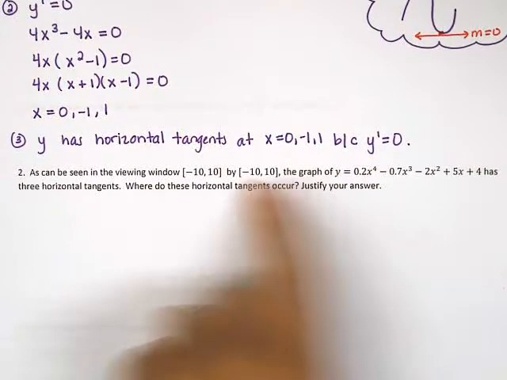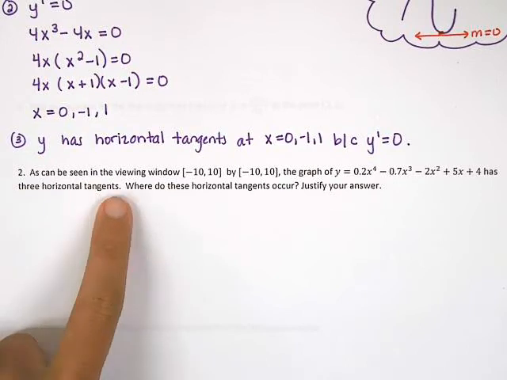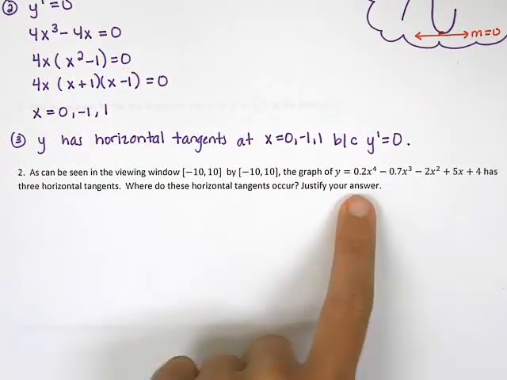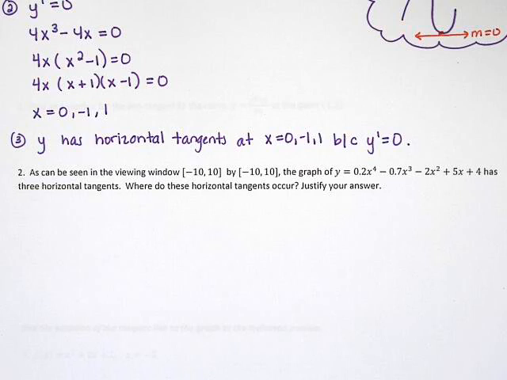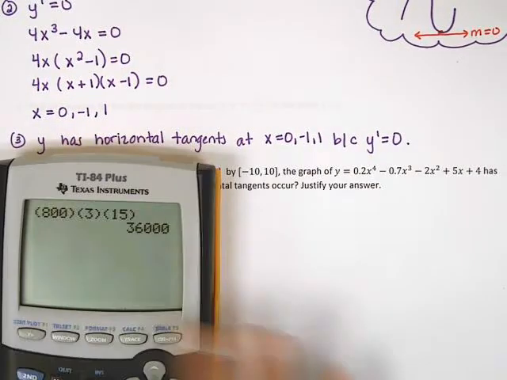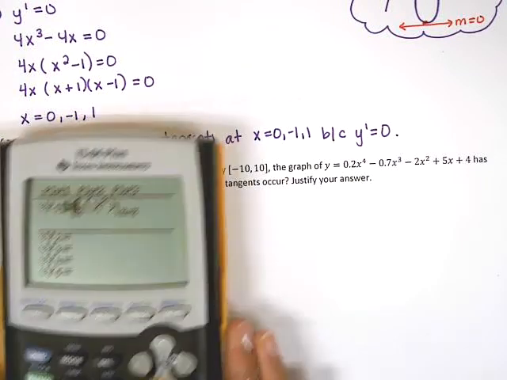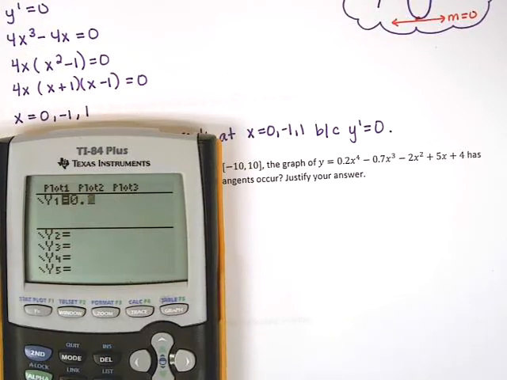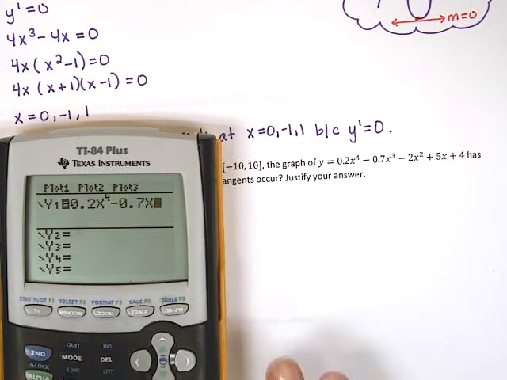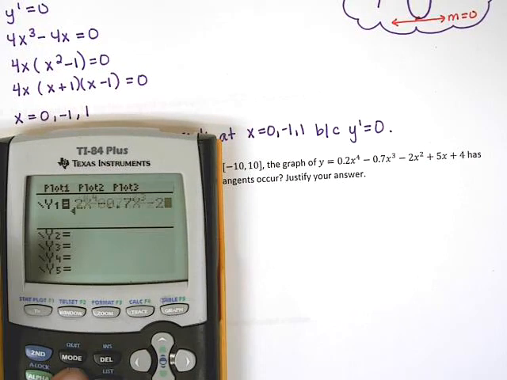All right, in problem number 2, as can be seen in this viewing window, this graph has 3 horizontal tangents. Where do they occur? Justify your answer. If we graph this on our calculator, because they are referring to a graphing calculator with like a viewing window, if we were to graph this function on our calculator, we would have 0.2x to the fourth minus 0.7x to the third minus 2x squared plus 5x plus 4.